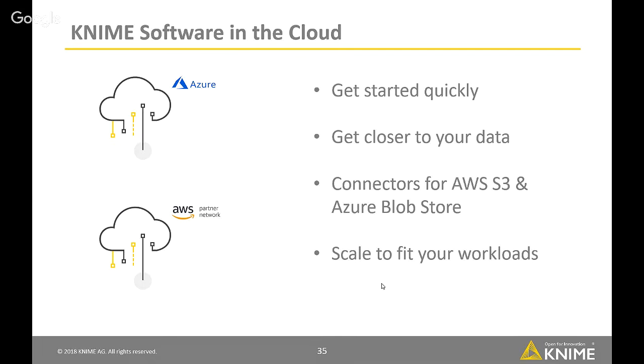We have connectors to S3, to the Azure Blob Store, so you can be closer to your data, and you also take advantage of scaling your workload, so you can increase to, let's say, 32 cores in Azure whenever you have big workloads, or it's a period of time where you need to analyze a lot of data, and then during low seasons, you can reduce that back to maybe 8. So that's also available. We have videos on the steps that are needed to set up either your KNIME Analytics Platform or the server on the cloud.